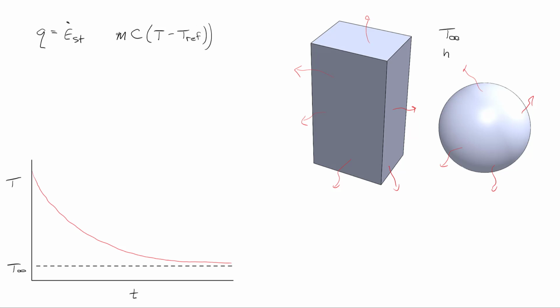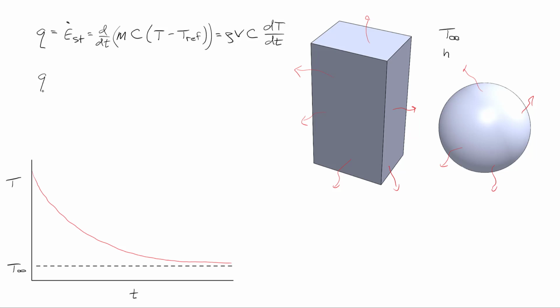To figure out the rate at which the energy is being stored, we're going to differentiate this with respect to time. The mass of the object is its density multiplied by its volume, so we've got rho times V. The heat capacity we're going to assume is independent of temperature. The reference temperature is just some arbitrary constant value. So we're left with the density times the volume times the heat capacity times the time rate of change of temperature.